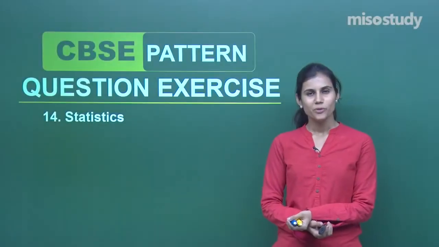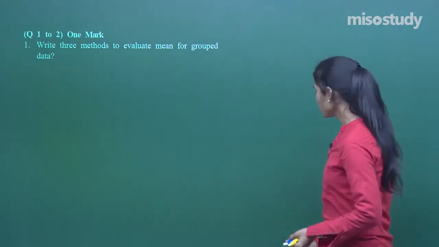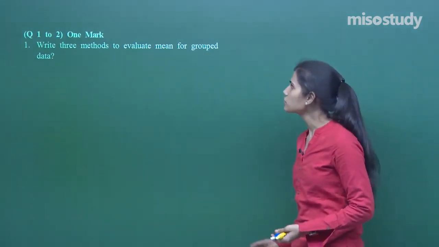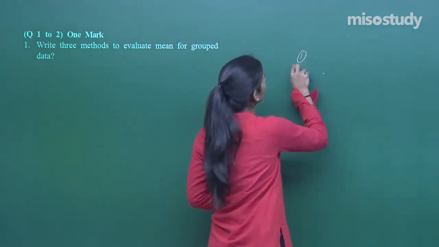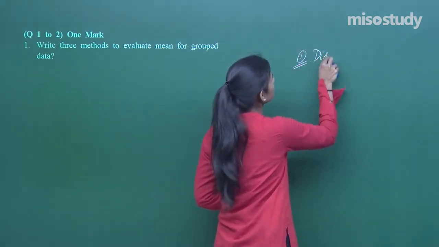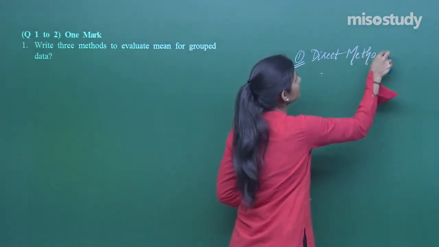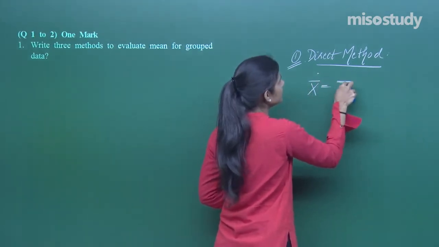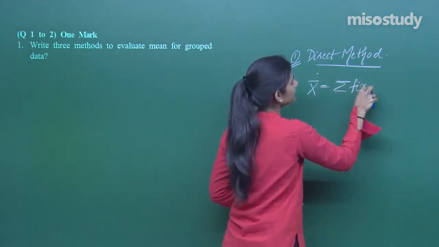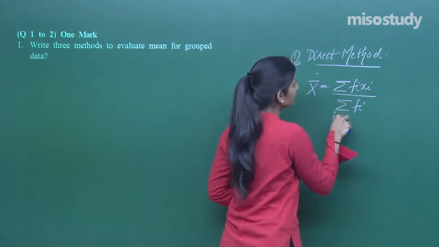Hi everybody. Well, let's begin our discussion over the questions on statistics. The first question for 1 mark asks us to write 3 methods to evaluate mean for grouped data. Now this is very easy. The first is the direct method. Obviously, if grouped data is given to you, that means you are given xi's and fi's. The direct method says mean is summation fi xi upon summation fi, i varying from 1 to n.